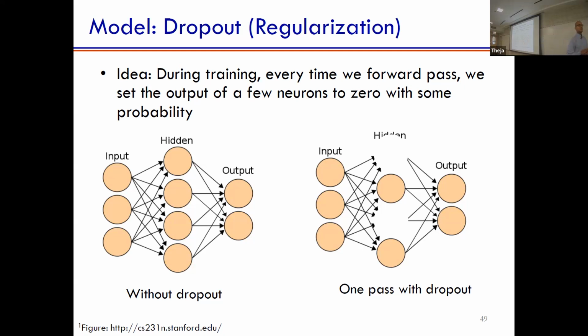Let's say 25% of the time, 50% of the time, and that's how I'm going to do training. Okay, that's just the mechanical process of doing dropout. Any questions about the mechanical process?